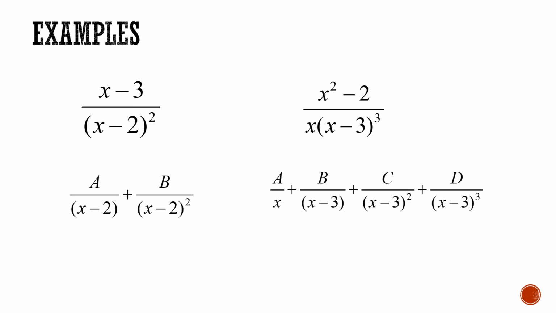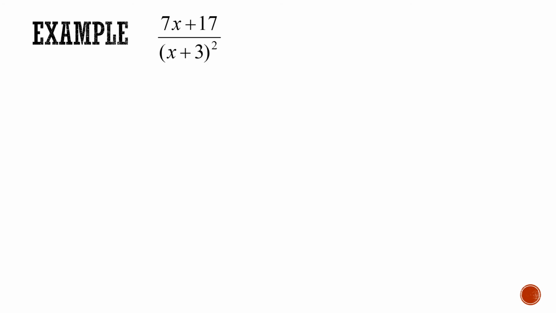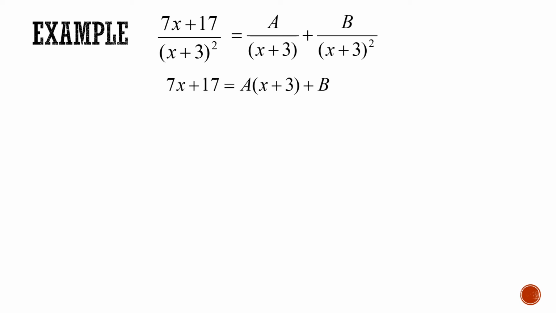So let's take a look at an example. We're given this particular rational expression. We have a denominator, which is (x plus 3) to the power of 2. So we're going to break it up into 2 parts, because the first one will have a power of 1 and the second one will have a power of 2. And once again, like I said earlier, instead of using A sub 1 and A sub 2, I decided to use A and B. So what we're going to do now is simply multiply through by the LCD and of course get it into a linear equation.